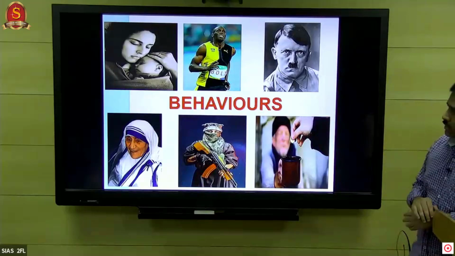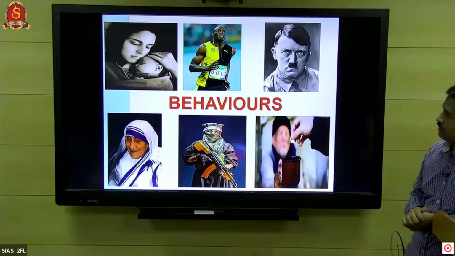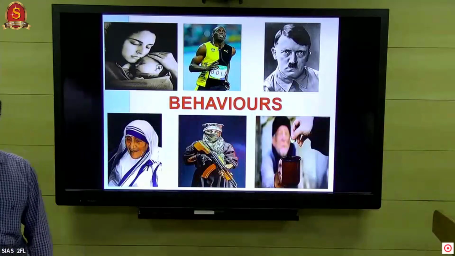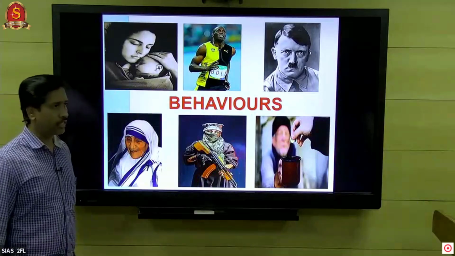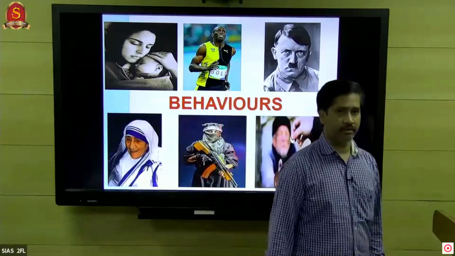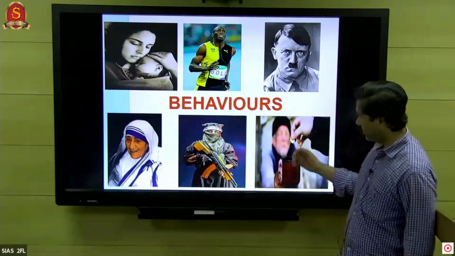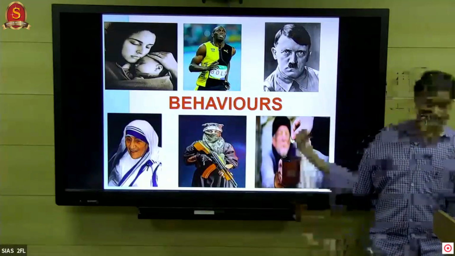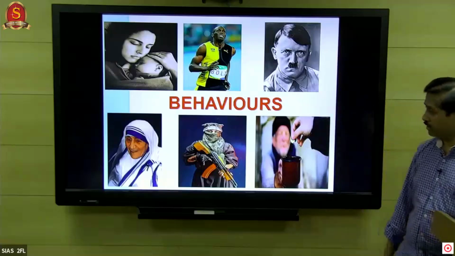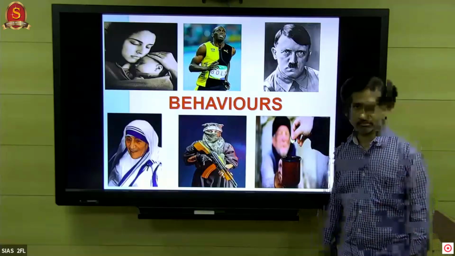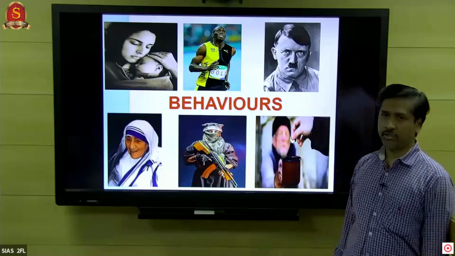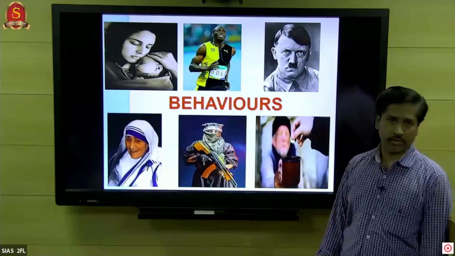You can see here six pictures. First, a mother and a child. A mother hugs a child. The second picture, an athlete, Usain Bolt. The third picture, you can see the Nazi leader, Hitler. Here you can see a beggar, and a gentleman is helping the beggar. And here you can see a terrorist with his arm, who belongs to a terrorist organization, any type of terrorist organization, or Naxalite or Maoist or something. And the last picture, you can see Mother Teresa.